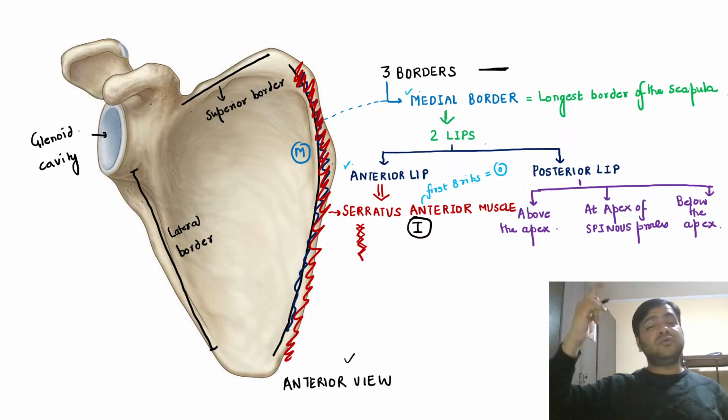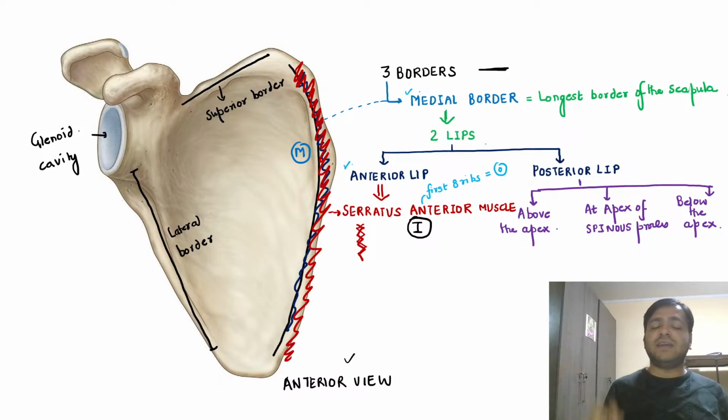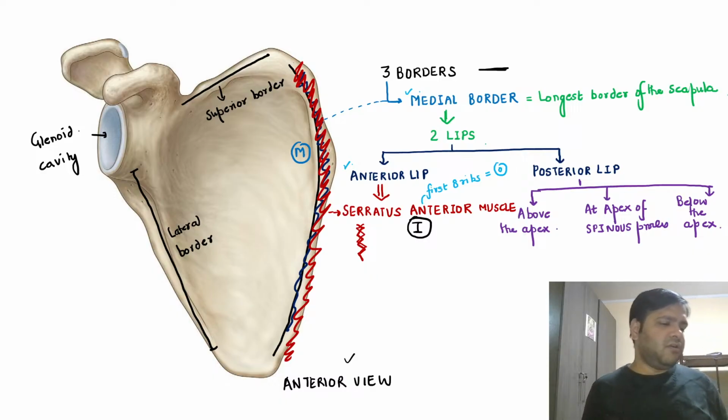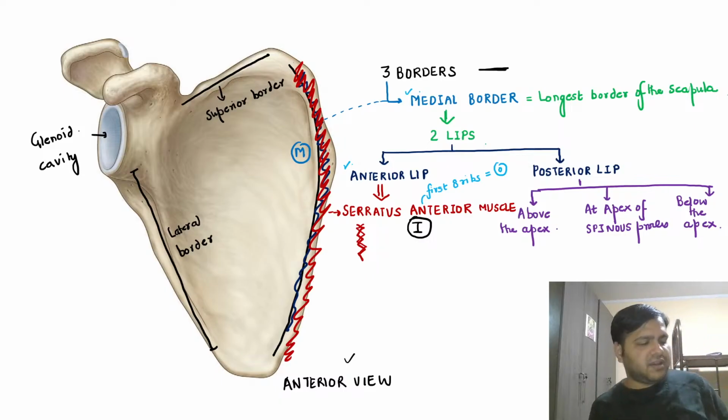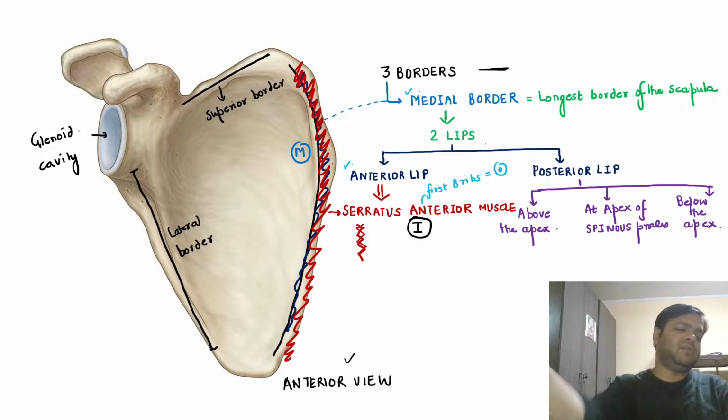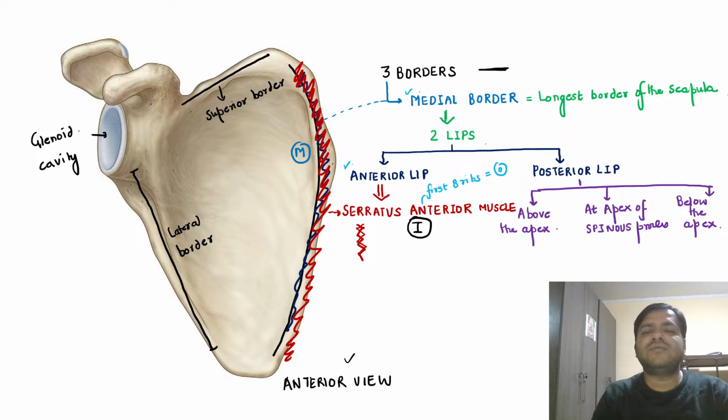So the posterior lip, look, the border is medial only, the part toward the back is the posterior lip, and we divided it into 3 parts: apex, above the apex and below the apex, right? So we have 3 different muscular attachments over here. Let us just try to focus over here guys.